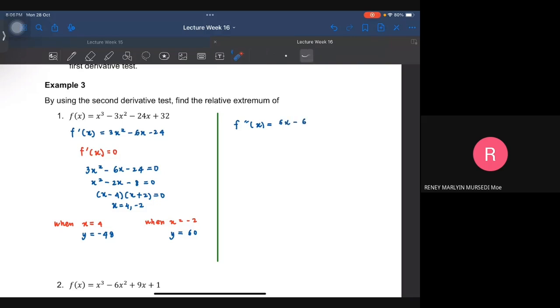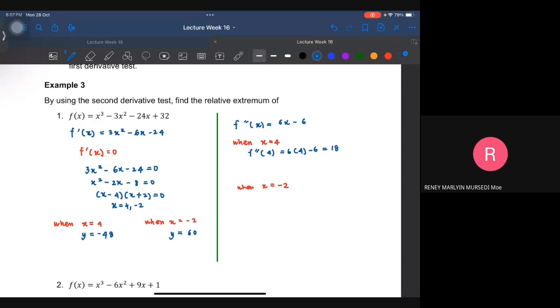Okay, settle dekat sini. Okay, so what are we going to do from here? So daripada sini kita nak test value x yang kita ada tadi. So awak perlu test value x equal to 4 dengan value x equal to negative 2. Okay, so kita akan masukkan this value x equal to 4 dengan x equal to negative 2 ni dalam kita punya x dekat sini. Okay, so bila masukkan dekat situ, awak akan dapat f double prime 4. Okay, so we have over here is 6 times 4 minus 6. So awak akan dapat 18.